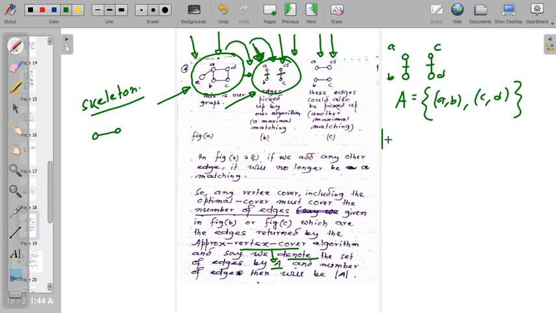What is the cardinality of A? We have one edge, two edges, so two edges I am having. So the cardinality is 2. Okay, this is one edge component, and another edge component is this. That means another edge is this. It consists of two edges, so that's why the cardinality of this set is 2, right?